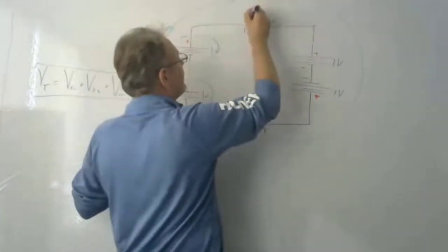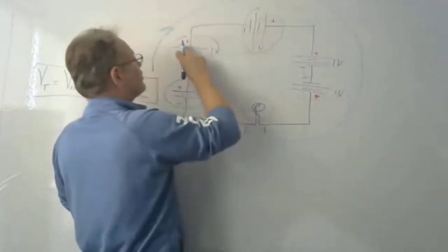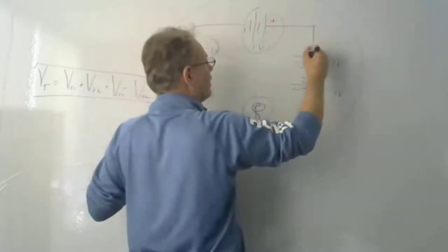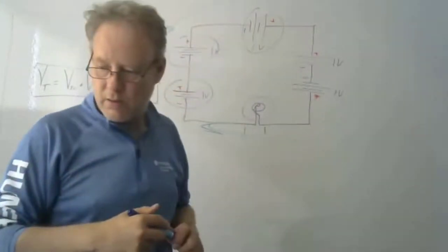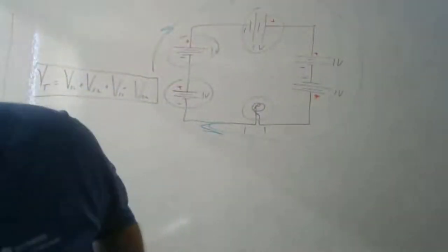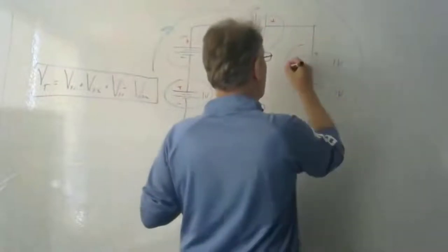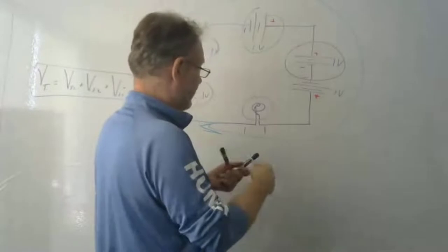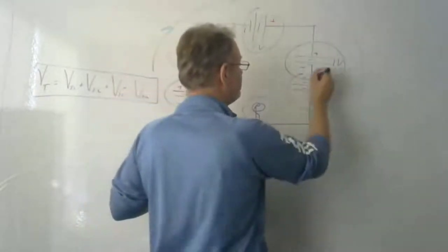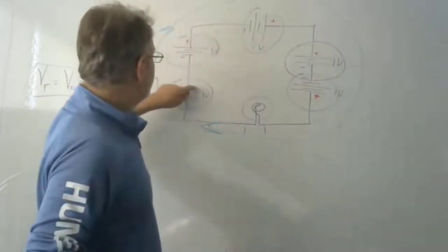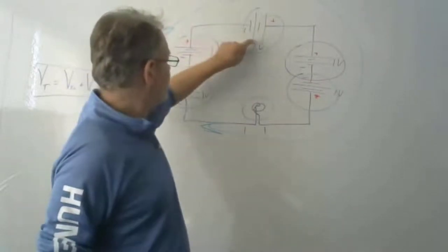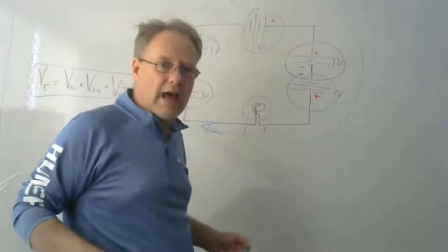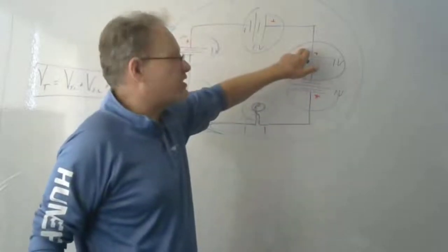Now, if we take a look, this guy is also orientated so the current's going into the negative. Okay, that's good. Now, when we go into here, uh-oh. This guy is backwards. Now, this guy is actually forwards. So this guy plus this guy plus this guy plus this guy all make a voltage, right? We can add them up. But this guy is actually in reverse.